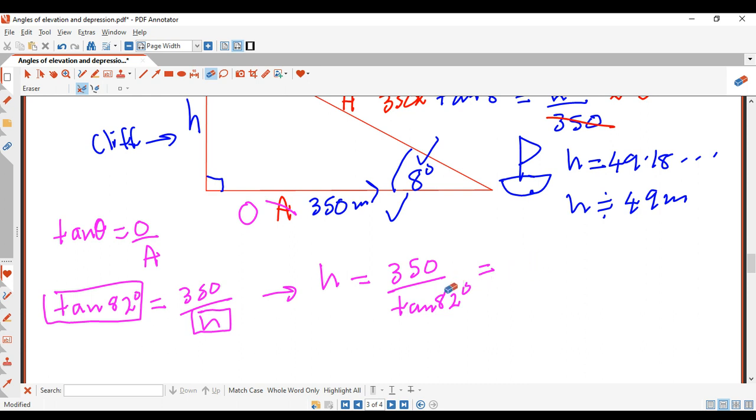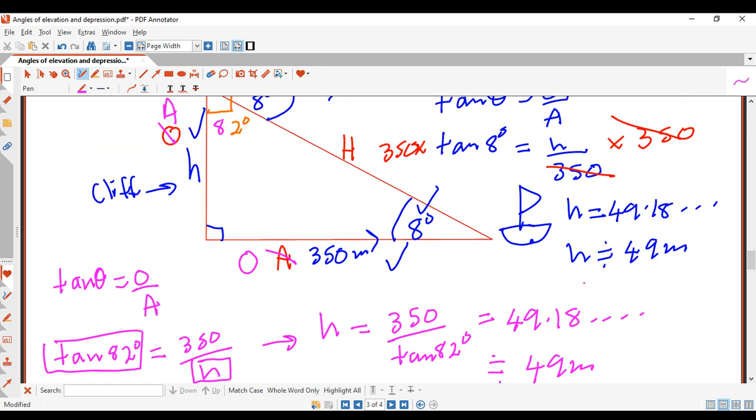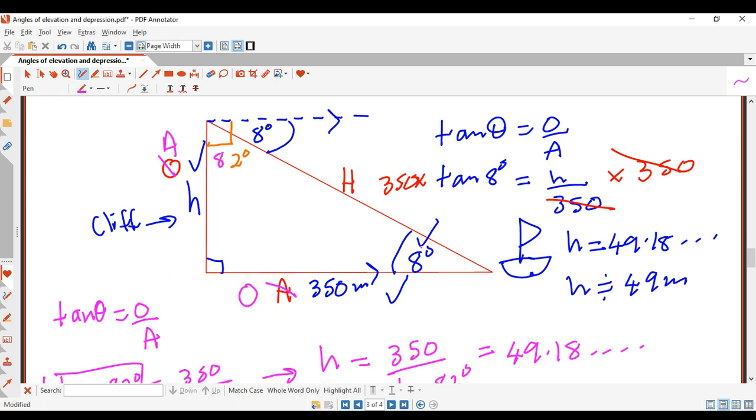Let's try that again. 350 divided by tan 82 is 49.18 dot dot dot, which is equal to approximately 49 metres. So you should get the same answer, whichever way you do it. Just make sure you do subtractions properly.